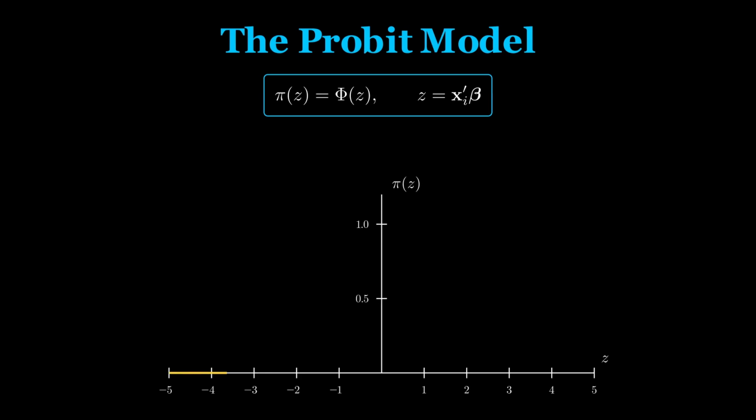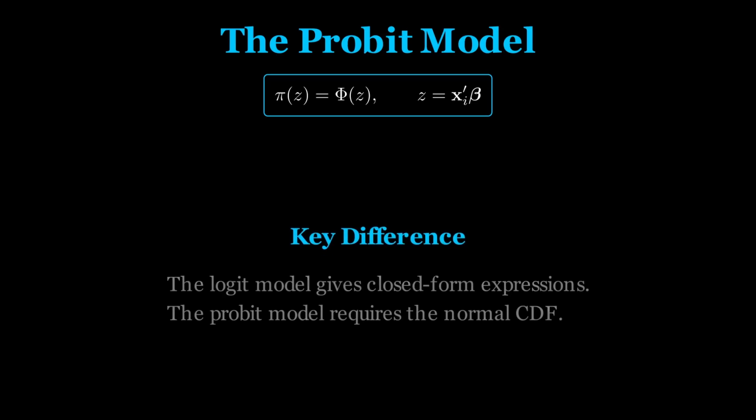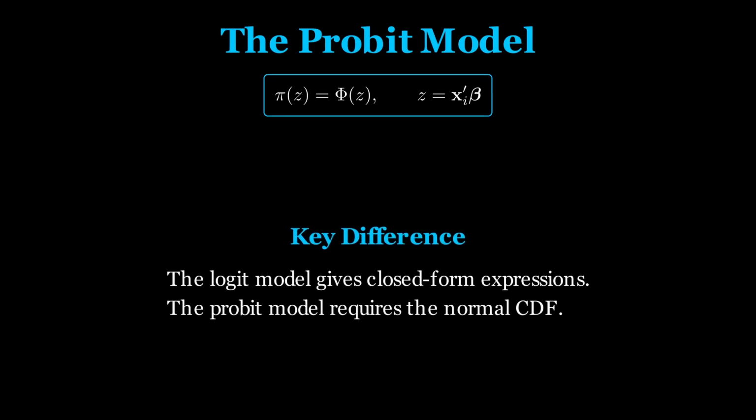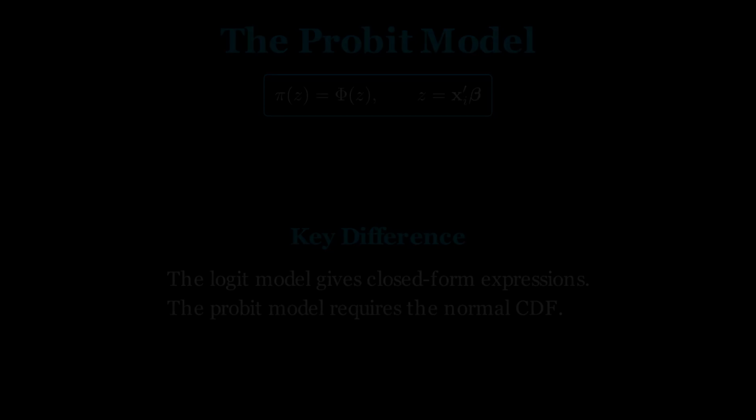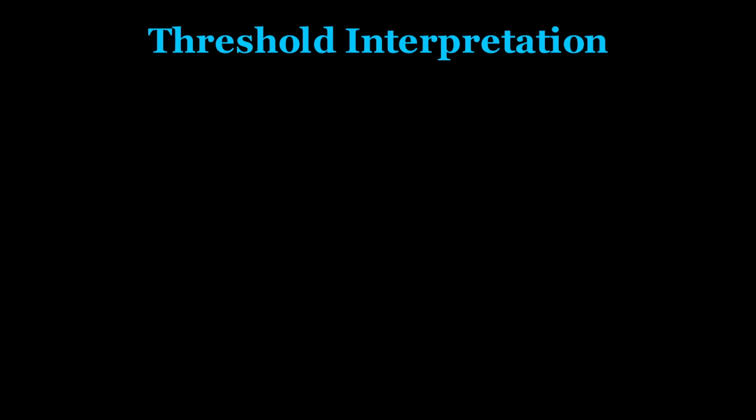Here's the Probit curve. Like the logistic function, it's S-shaped and always lands between 0 and 1. Overlaying the logistic curve, the two are remarkably similar. In practice, they usually give very similar fitted probabilities. The Logit curve approaches its limits a little more slowly. The practical difference is computational. The Logit model gives closed-form expressions, while the Probit model requires evaluating the normal cumulative distribution function. Both the Logit and Probit models can be interpreted as having an underlying linear model.